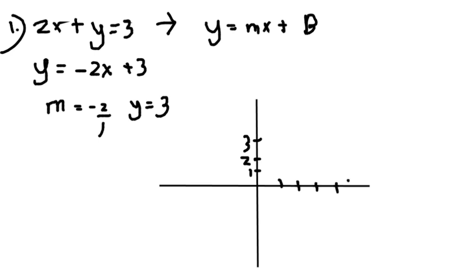Because the y-intercept tells us that when it touches the y-axis, we just set x equal to 0, and negative 2x cancels out, so we get y equals 3. So here, let's make a dot.